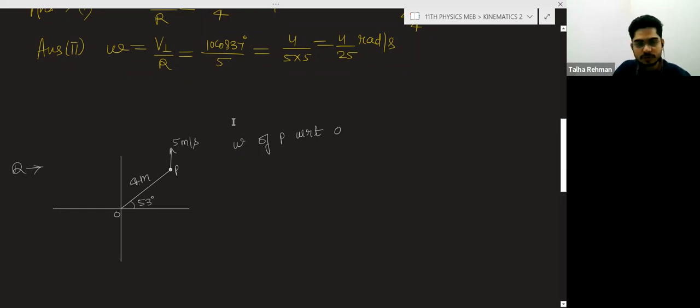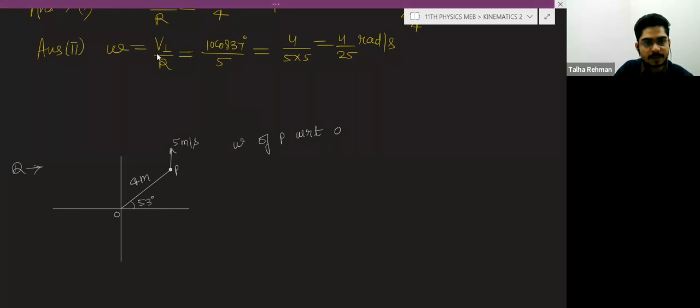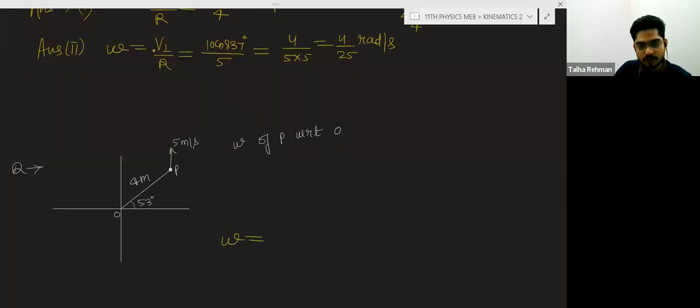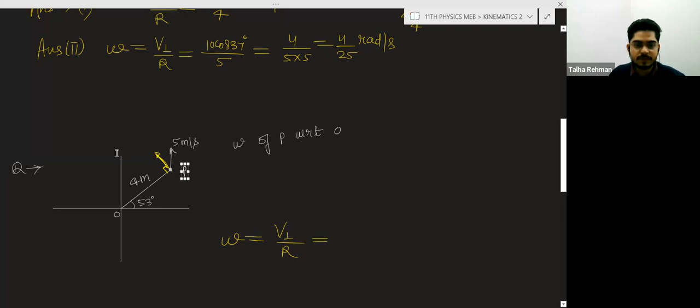Omega means angular velocity. So what you will do here, you will just apply the simple formula: omega is equal to V perpendicular, the velocity perpendicular to the distance, divided by the distance, or you can say R simply. So V perpendicular is required, and this is the distance. Perpendicular to distance means the velocity in this direction is required.